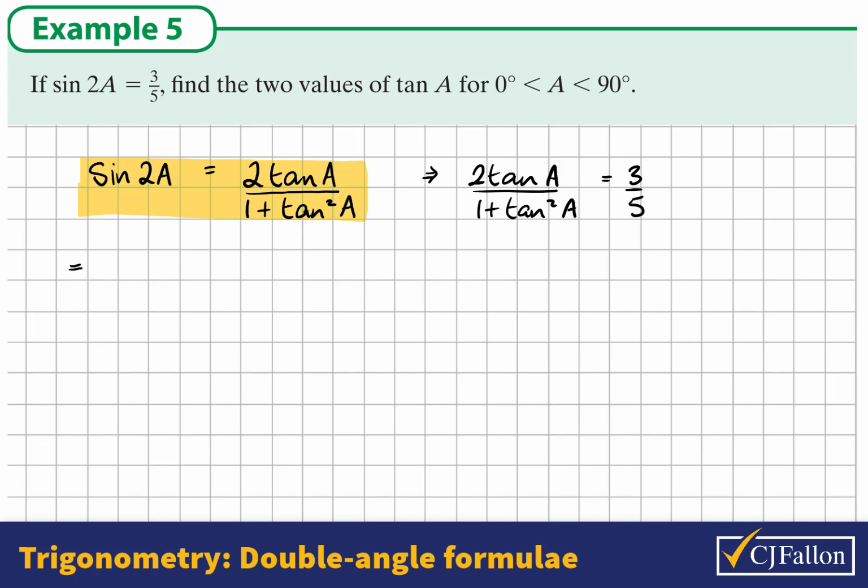With any equation with fractions in it, a good approach is to multiply both sides by the lowest common denominator. So both sides are multiplied by 1 plus tan squared a and 5. When we do this, it looks like this. Now, multiplying the left hand side by the 5 and expanding the right hand side by the 3.